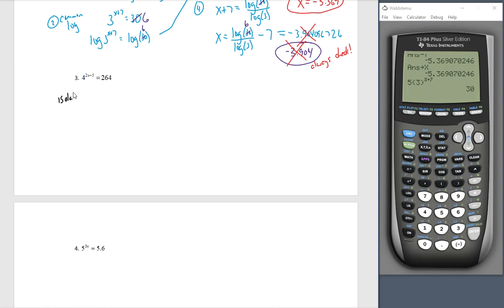We're going to isolate. Already done. You know what I'm thinking? I look at 264 and I'm thinking, hey, maybe that might be a power of 4. I want to check it out. What's 4 to the 5th power? That's too much. What's 4 to the 4th power? Oh, look at that. And I just guessed. I happen to know 4 to the 3rd is 64, so I went bigger. 4 to the 4th power is 256.